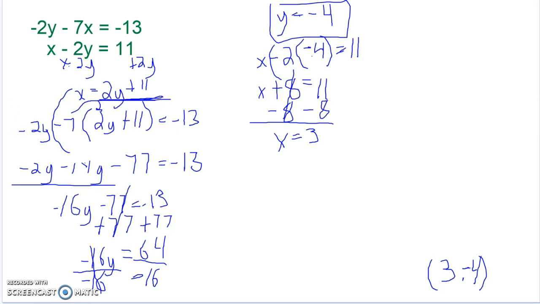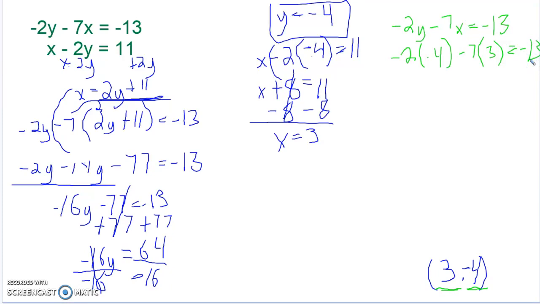So what I'm going to do is use the equation negative 2y minus 7x is equal to negative 13. And I'm going to plug in 3 for x and negative 4 for y. So I have negative 2 times y, which is negative 4, minus 7 times x, which is 3. And if we found the correct point, all of this should equal negative 13.